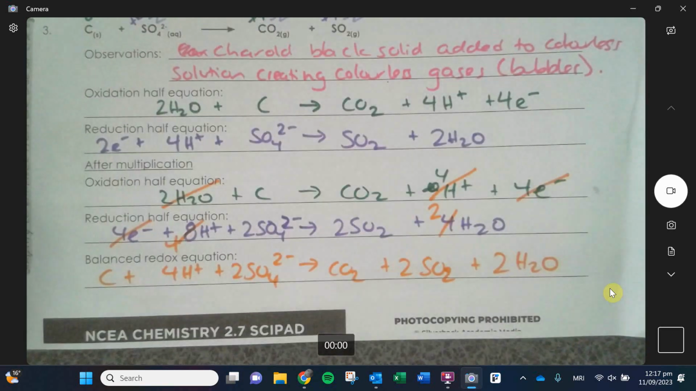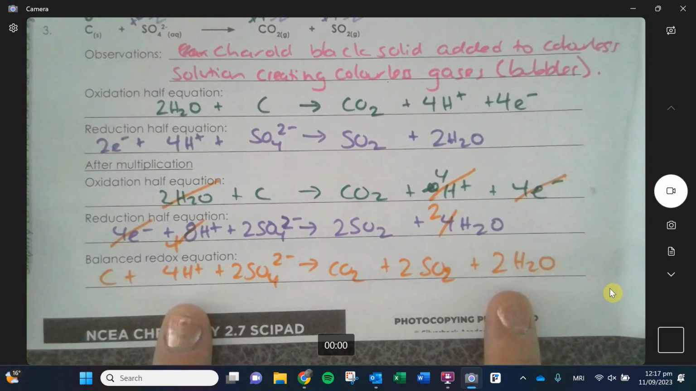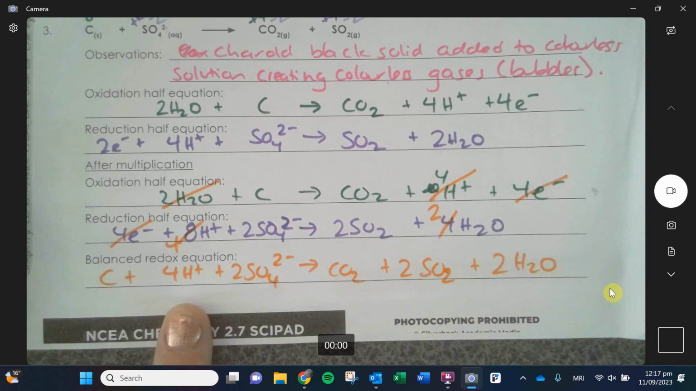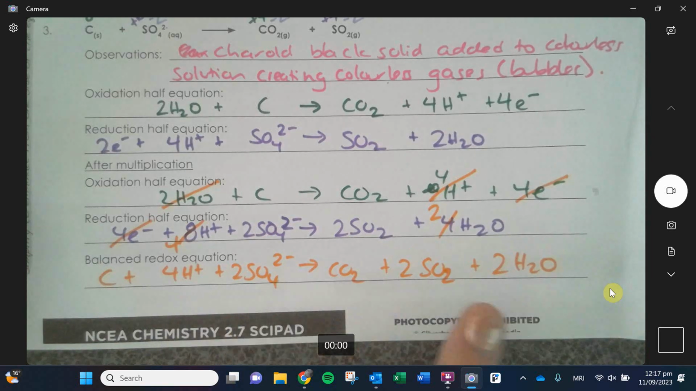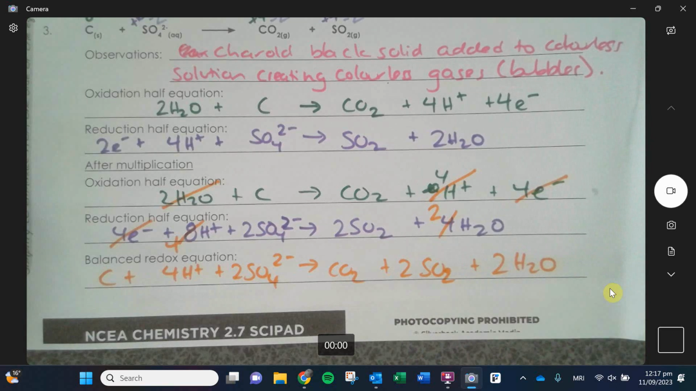If you want, again, it's another way you can idiot check yourself. You can make sure that your oxygen numbers match on both sides, hydrogen number matches on both sides, sulfur and carbon matches on both sides. So that's 4, and that's 4 hydrogen. That's 4 hydrogens. That's 4 hydrogens. That's 8 oxygens. That's 1, 2, 3, 4, 5, 6, 7, 8 oxygens. So they all balance. So that's the nice thing about this is that you can double check yourself very easily.